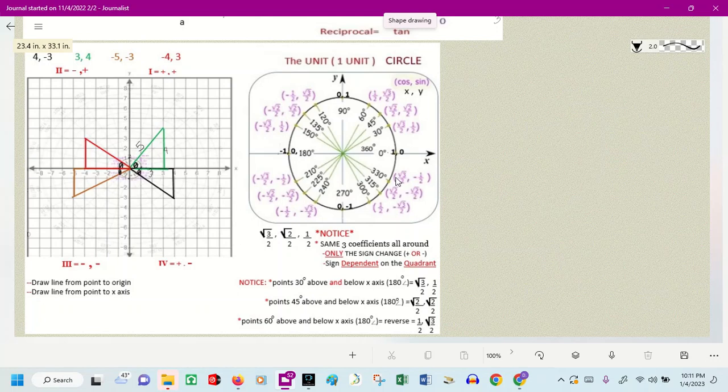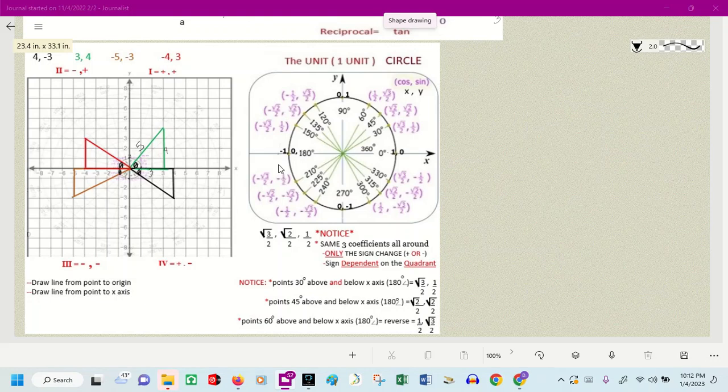We're going to see the same number down here as we see up there. Same number down here at 30 degrees down or 30 degrees up from 180. Same number, square root 3 over 2. If we went 45 degrees up or 45 degrees down from the x-axis, even over here, we're going to see the very same number, square root 2 over 2.